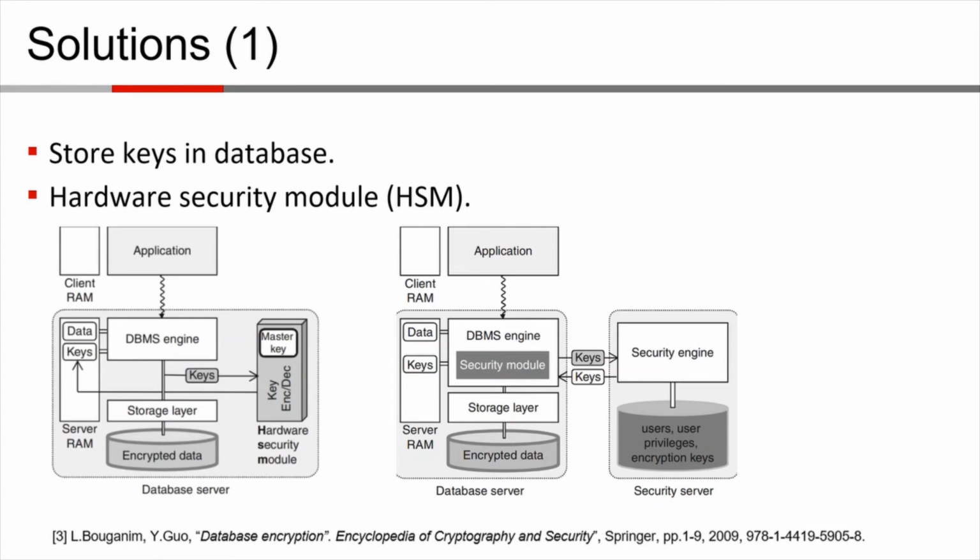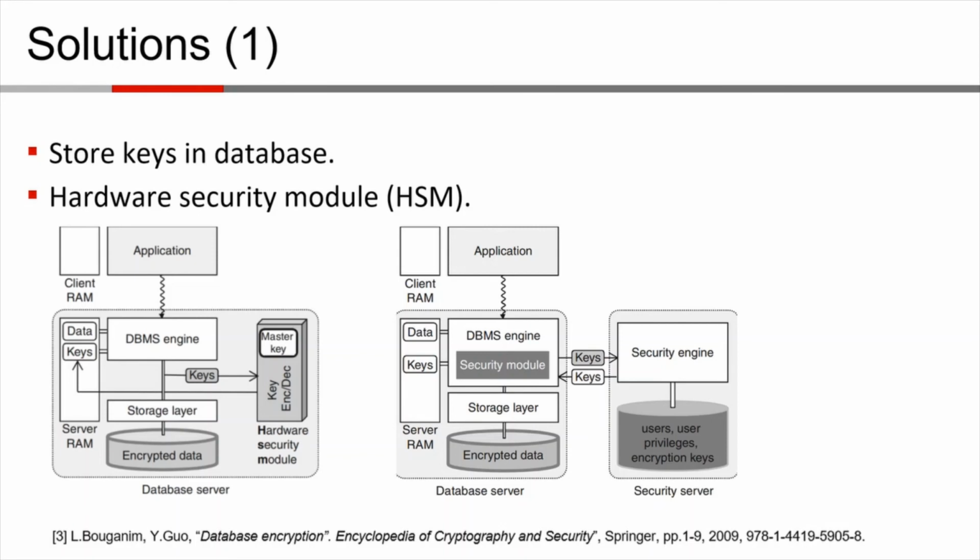After that, the DBMS engine gets encrypted data from the storage layer, uses keys in RAM to decrypt data, and returns the query result to the application. The important notice is that keys will be destroyed from the database server RAM as soon as cryptographic operations are completed. Another solution is that the HSM is separately deployed in a security server.